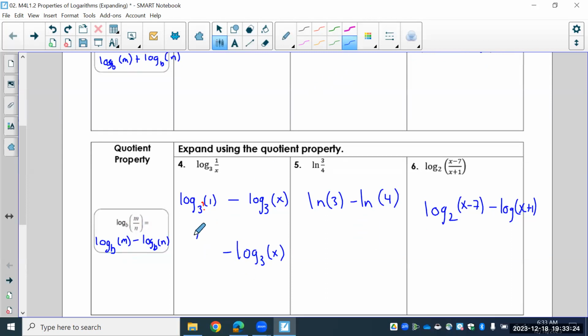Again, if you want to know what happened here, this turned into 0, and so if it's 0, we just don't write it down. So that technically would be the simplified answer.